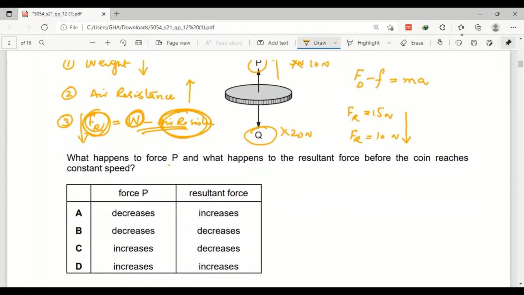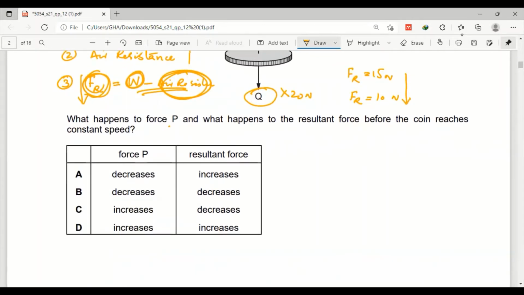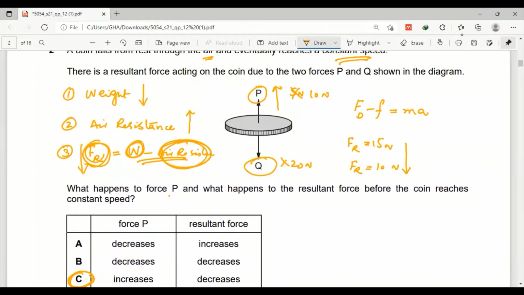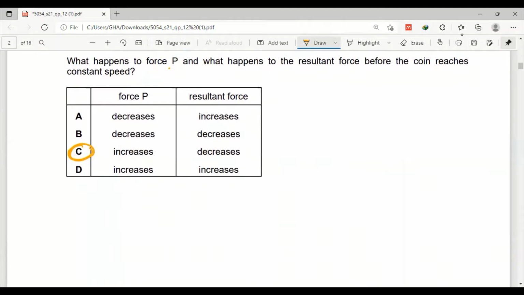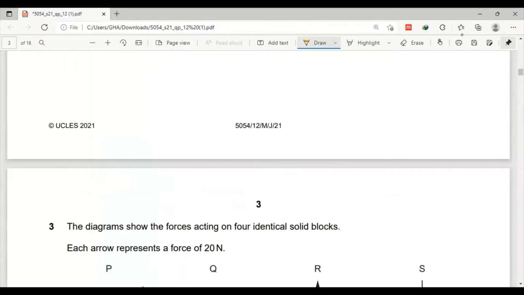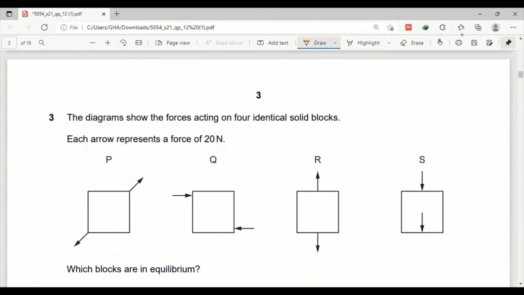So the force P is the air resistance. It increases, but the resultant force is decreasing. So the option is C. So I repeat, weight acts downward, it remains same. Air resistance increases with speed, and the resultant force, the difference of both forces, which are opposite, gradually decreases. That's why the acceleration decreases. And finally, the acceleration becomes 0 for the terminal velocity.